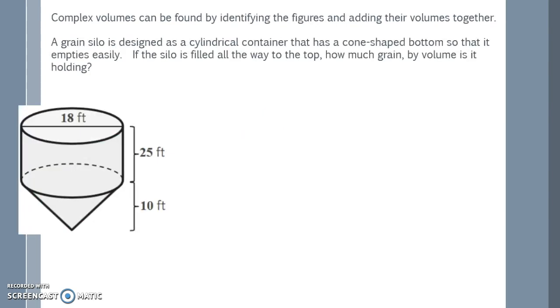Complex volumes can be found by identifying the figures and adding their volumes together, because finding the volume of complex shapes is additive. A grain silo is designed as a cylindrical container that has a cone-shaped bottom so that it empties easily. If the silo is filled all the way to the top, how much grain by volume is it holding? So we have the volume of a cylinder plus the volume of a cone to identify the total volume altogether.